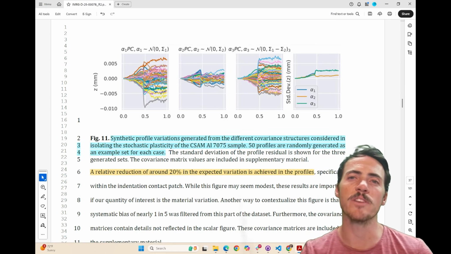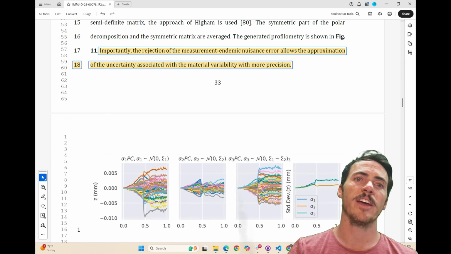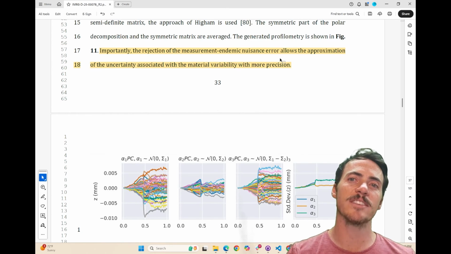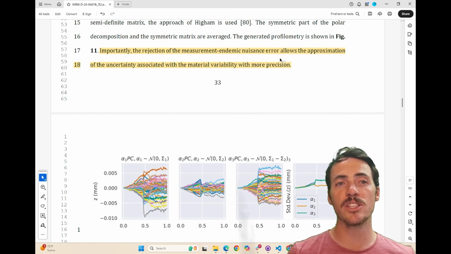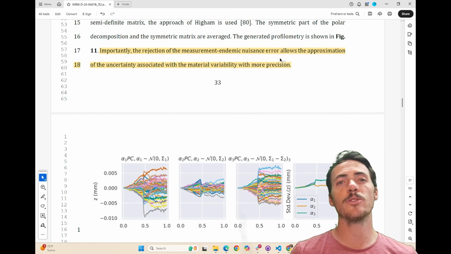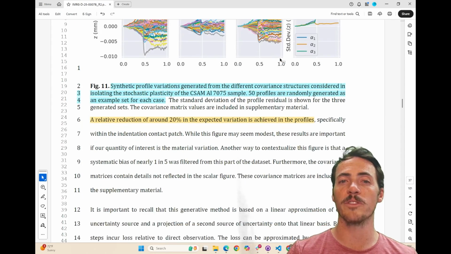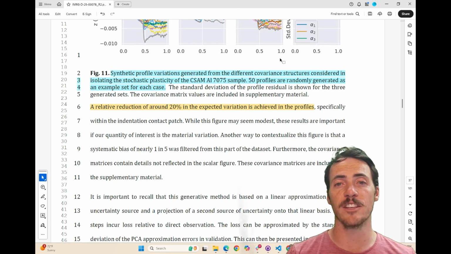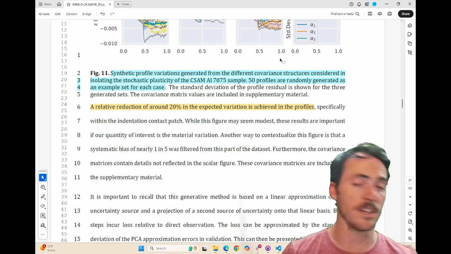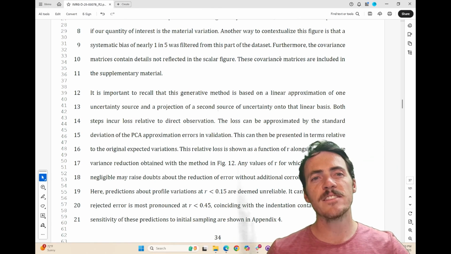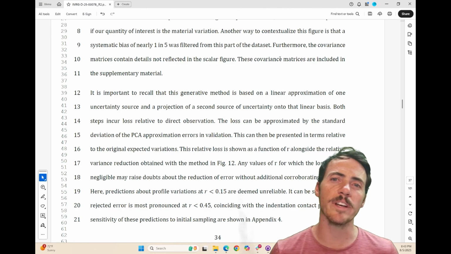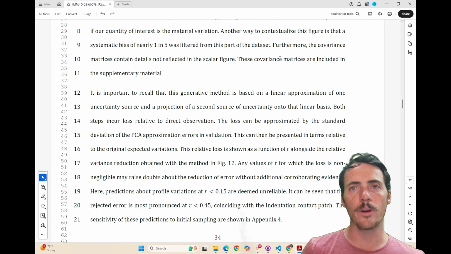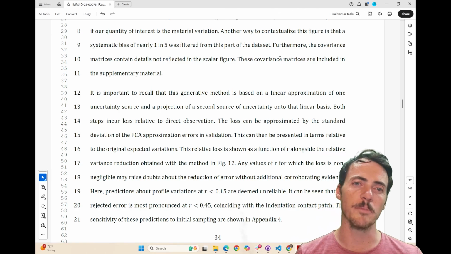So what were their takeaways from this work? Well, right here they point out that, importantly, the rejection of measurement endemic nuisance error allows the approximation of the uncertainty associated with the material variability with more precision. In fact, there was a relative reduction of about 20% in the expected variation in the achieved set of profiles. And then secondly, they point out that residual analysis can actually be a method for validating the estimates in other uncertainty quantification as well as in multi-scale modeling.